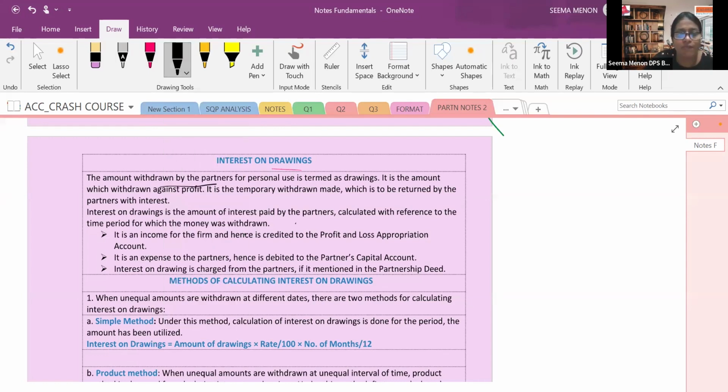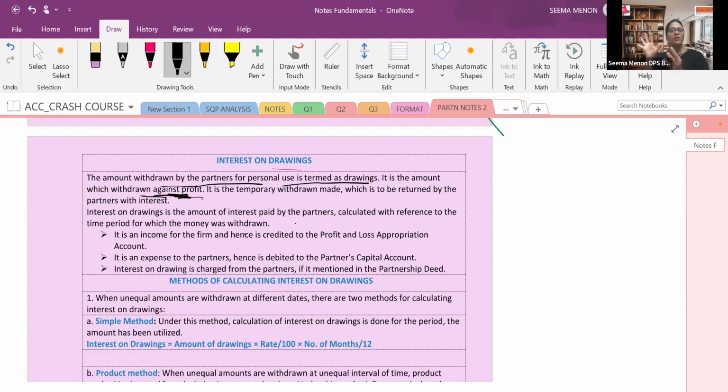Here the amount withdrawn by the partners for personal use is termed as drawings. Whenever a partner, a businessman, withdraws a particular amount from the business for their personal purpose, it is called drawings. It is the amount which is withdrawn against profit. It can be withdrawn from the profit also, and it can be withdrawn from the capital also. We are now discussing the amount which is withdrawn against profit.